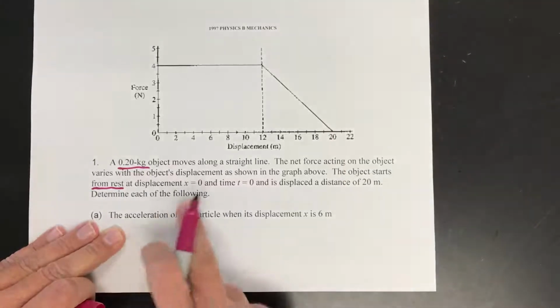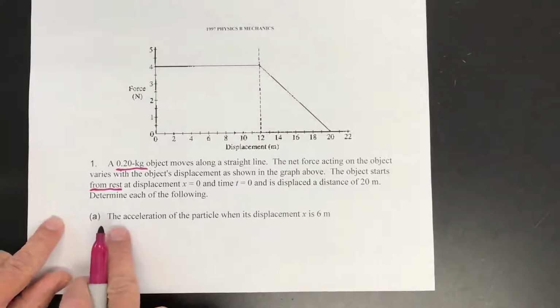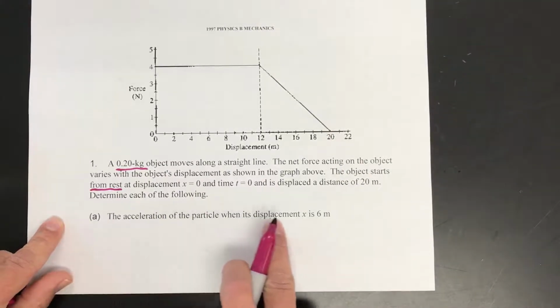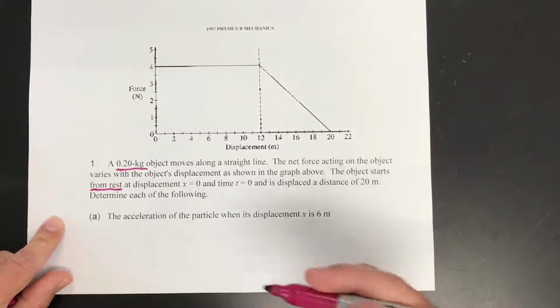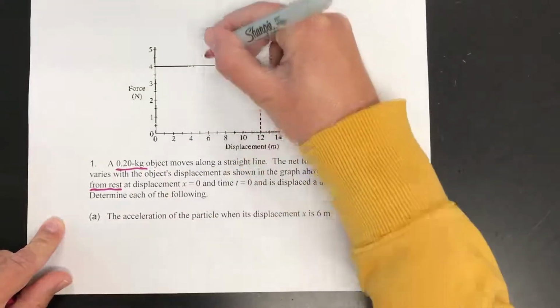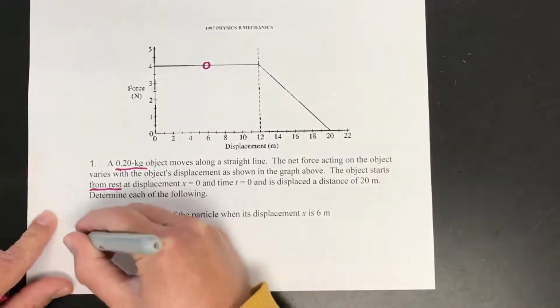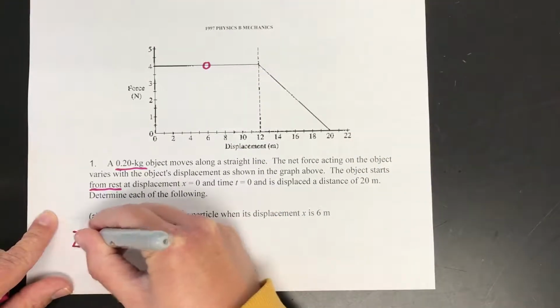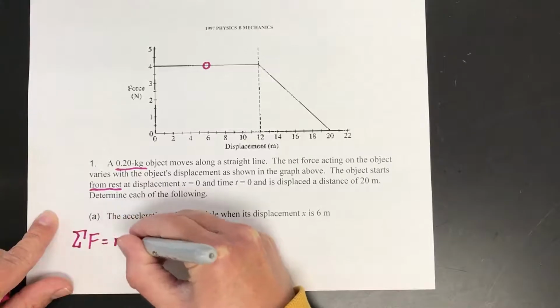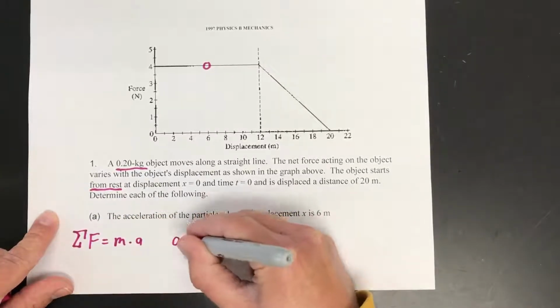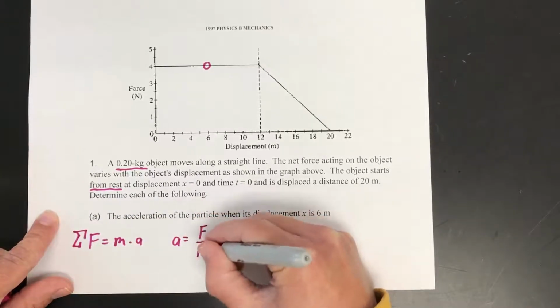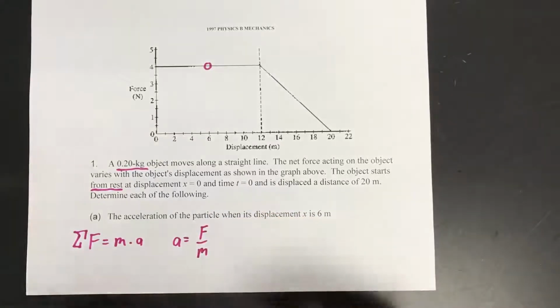It shows that up here. Determine each of the following. So the first part, the acceleration of the particle when its displacement is 6 meters. Well, at 6 meters, we can see here that the force is 4 newtons. Newton's second law tells us that the sum of the forces on an object is its mass times acceleration. Or you can just start off with this. Acceleration is force over mass there.